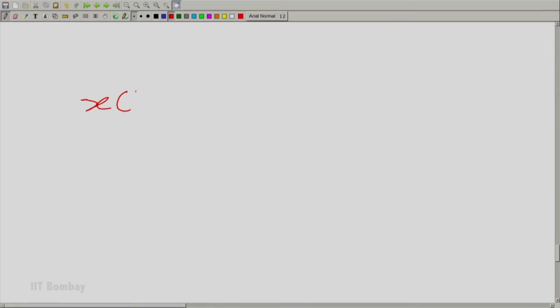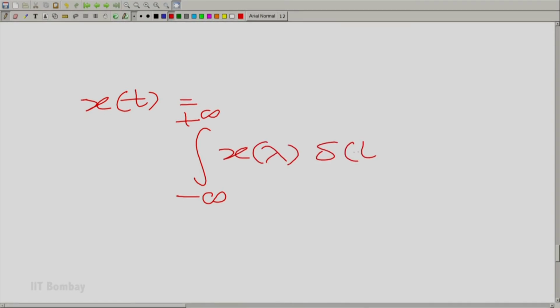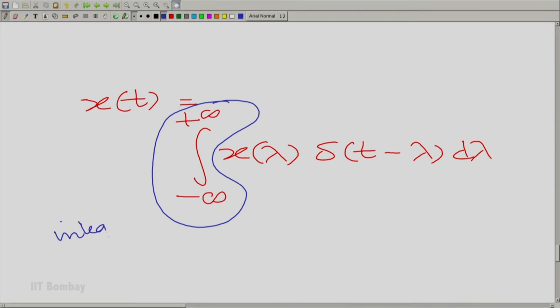In fact, if we go back and look at what we call the sifting property of the impulse, or essentially the combination of impulses coming together to form an arbitrary signal x(t), let us write that expression down once again. You know that a large class of signals x(t) can be written in the following way: the integral from minus to plus infinity of x(lambda) delta(t minus lambda) d lambda.